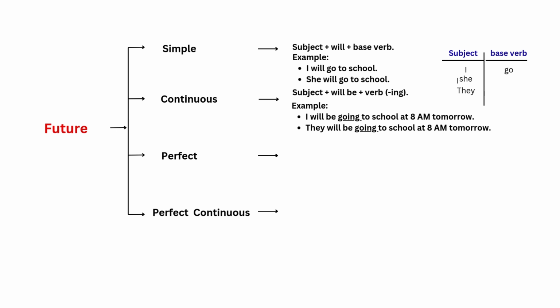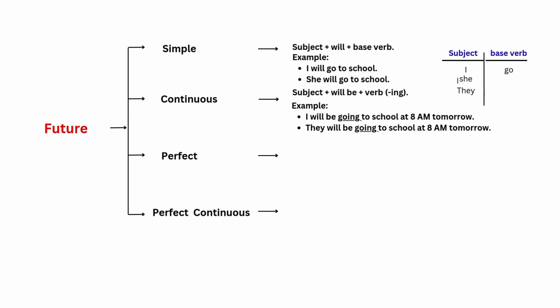Here, I is the subject. Will be is the auxiliary verb. Going is the main verb. To school is the object. At 8 a.m. tomorrow specifies the time when the action will be taking place.